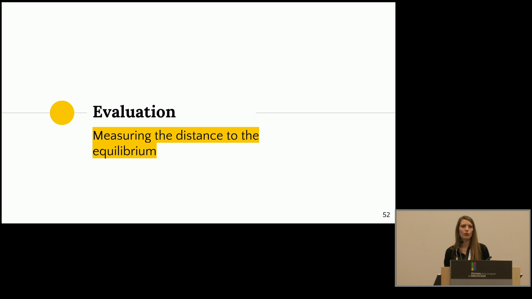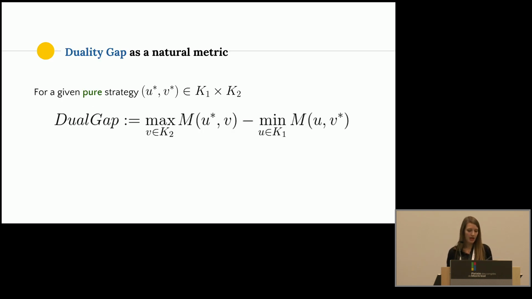Now I'll move to more recent work that focuses on evaluation of GANs that is supposed to answer all of the previous questions for monitoring. So what we propose is to use the duality gap, which is well known in optimization, for the evaluation of GANs. So how does the duality gap work?